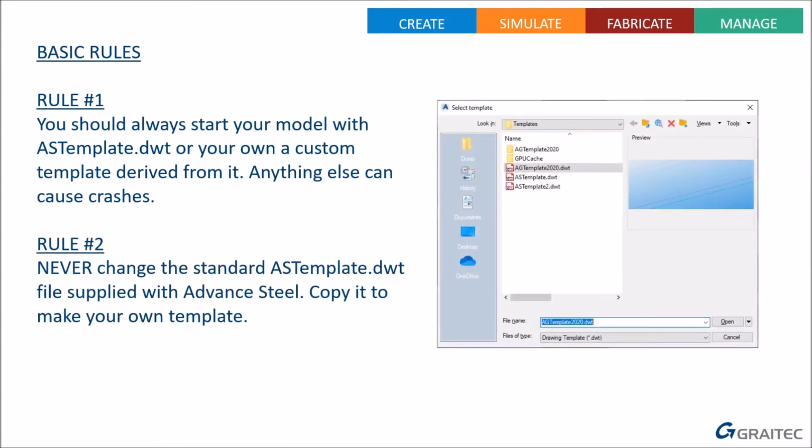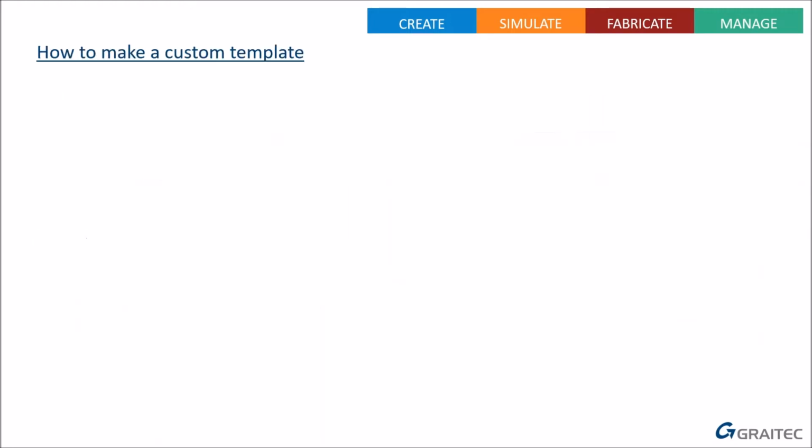Rule number 2, never actually change the original AS template DWT, because that can cause all sorts of problems and hiccups. So what you need to do is copy that first and then edit your copy, or you could open it and make sure you do a save as immediately. So really important, you should always work on AS template or a derivative from that, never change the original one.